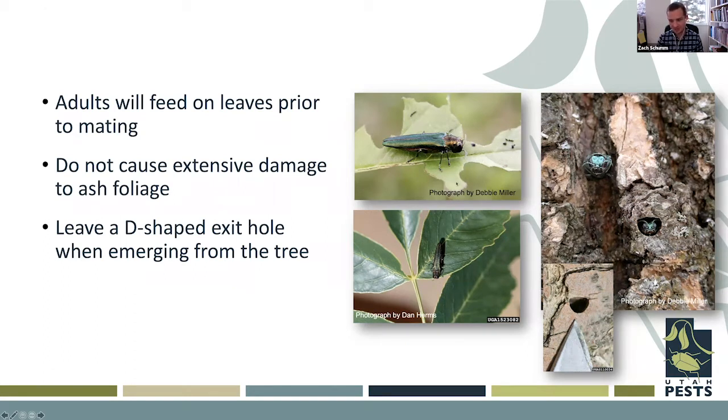If you look at damage to the leaves, that's not necessarily saying that it's anything to do with emerald ash borer. There are many other insects that feed on ash leaves, so we really need to look for these D-shaped exit holes. I can't stress that enough. It's one of the easiest ways to diagnose emerald ash borer in ash trees.